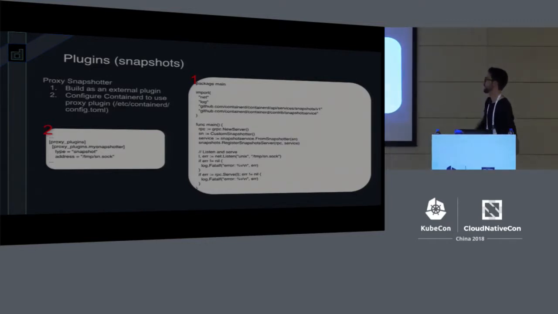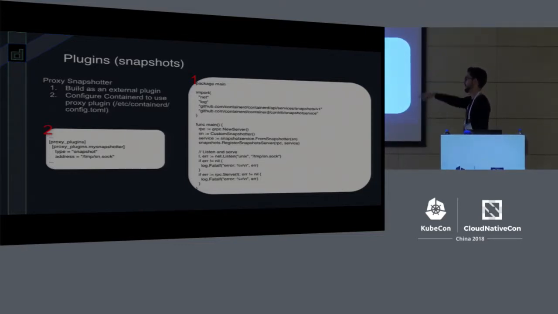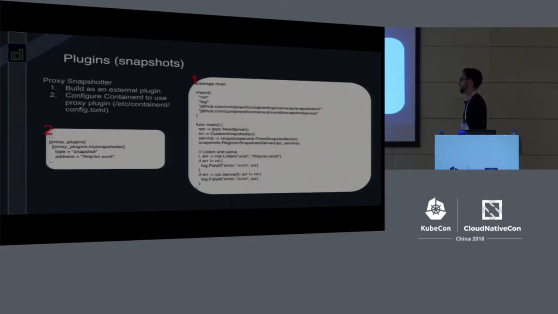There's a line in there called proxy plugins. It's type snapshot, and you just give it a Unix socket. So this is an example of how you would create one. The second line in the main function, custom snapshotter, is an implementation of the previous interface that I showed. Register that with a gRPC service, start listening, and then containerd can make use of it.